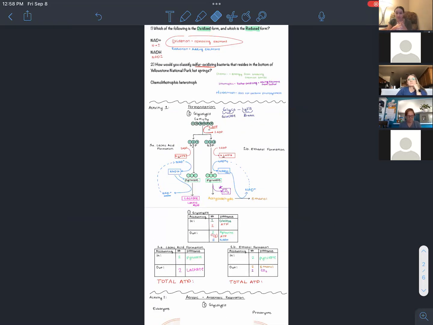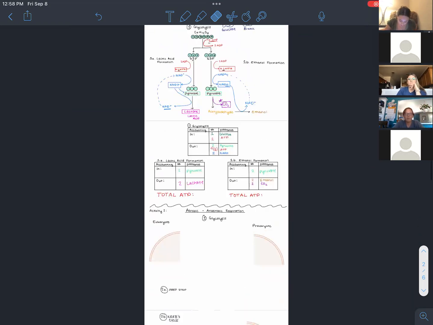Okay, so if you were to be asked, what are the end products of alcoholic fermentation? You could answer that. CO2 and ethanol. Yes. Okay, great.